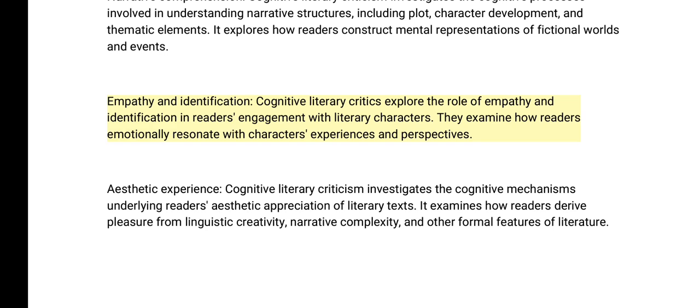Empathy and identification. Cognitive literary critics explore the role of empathy and identification in readers' engagement with literary characters. They examine how readers emotionally resonate with characters' experiences and perspectives.